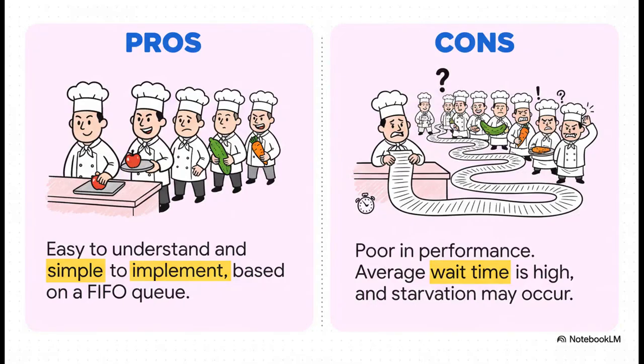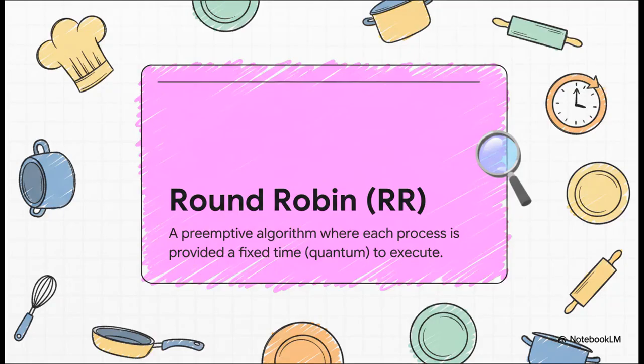Sure, it's easy to set up, but imagine the first person in that deli line wants to order 200 custom sandwiches. Everybody else behind them, even the people who just want one bag of chips, has to wait forever. In computing, we call this starvation, and it's when one big, long job makes the entire system feel sluggish and unresponsive for everyone else. Because of that, a way more popular approach is called round robin.